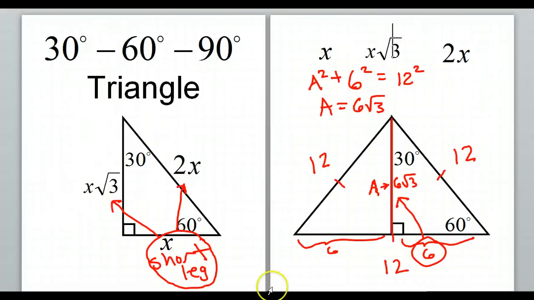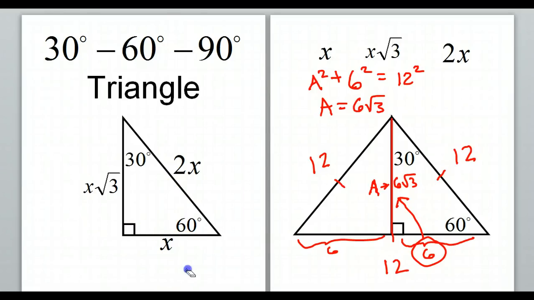Now this image, the one here on the left, will be given to you on the test. So you don't exactly have to memorize it, but you need to be able to use it. It will make a little bit more sense to you if you keep in your mind that this is one side of a 30, 60, 90 triangle.